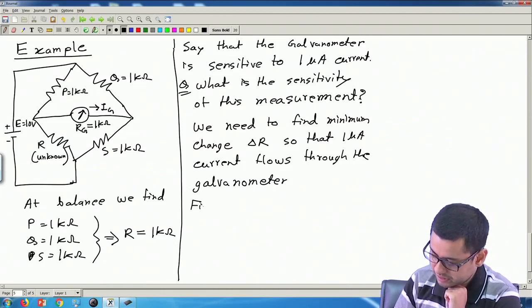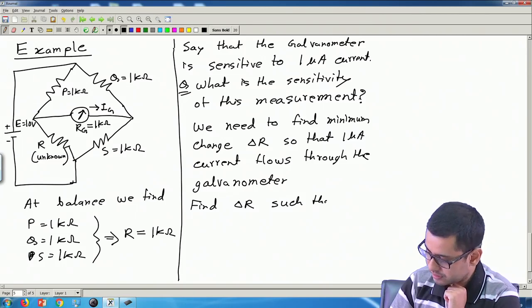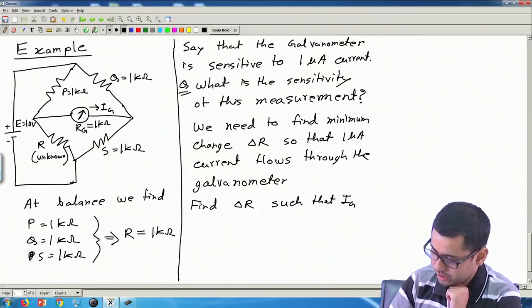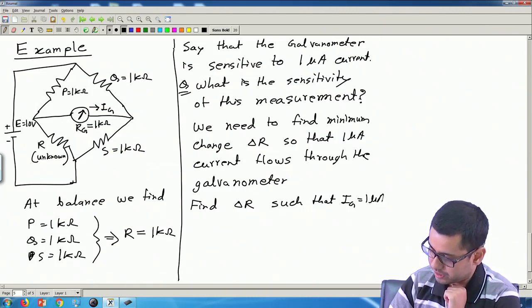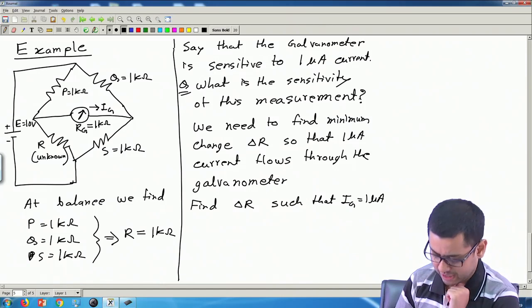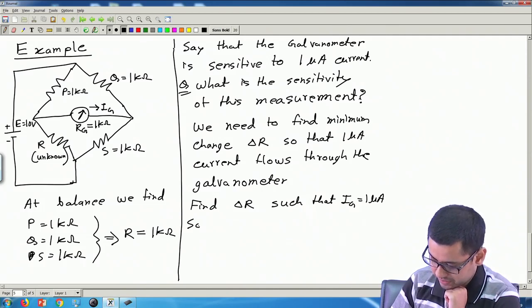So, find delta R such that Ig, which is 0 under balance, now becomes 1 microampere. So, find out the value of delta R. Okay. So, how do we solve it? Solution.